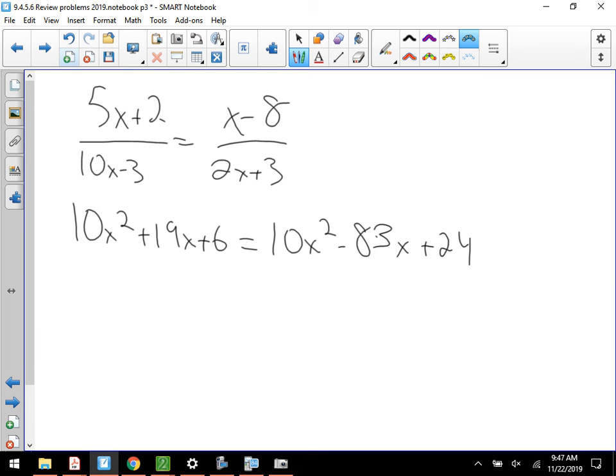Hey, but look what happens with your quadratic part though. It's dead. What's 10x squared minus 10x squared? Dead. So now I add 83, subtract 6.